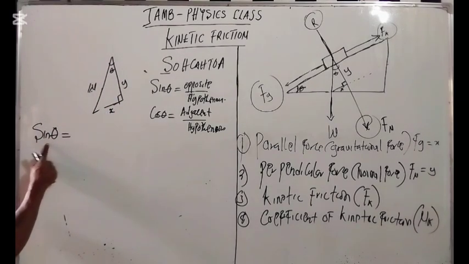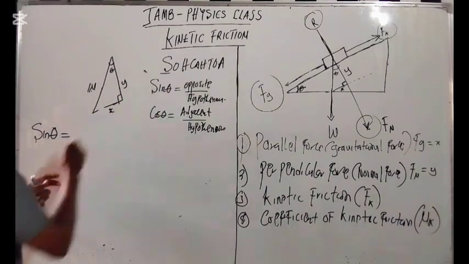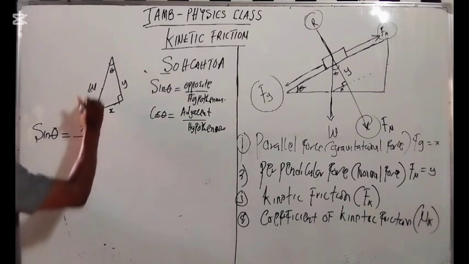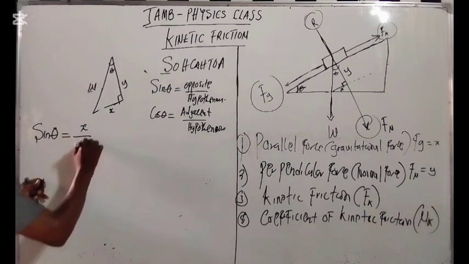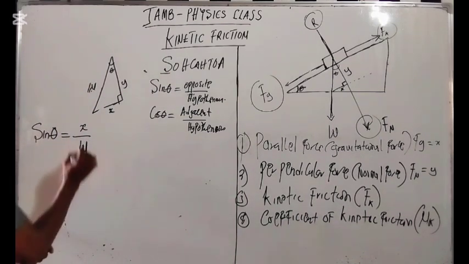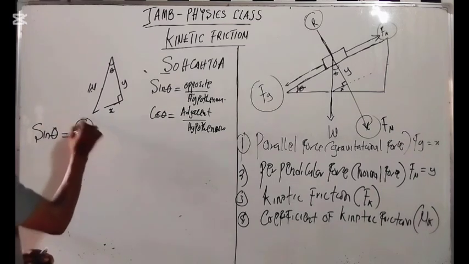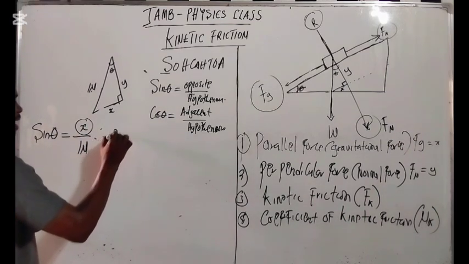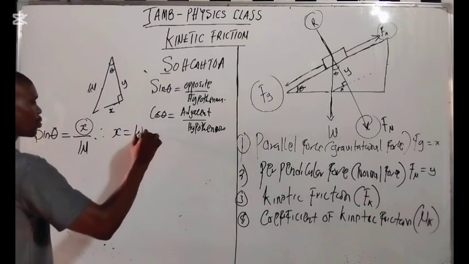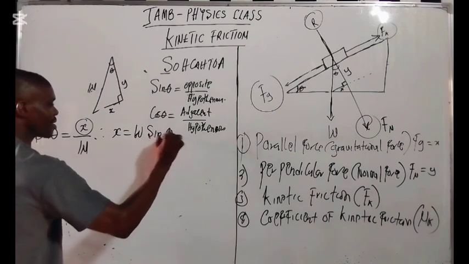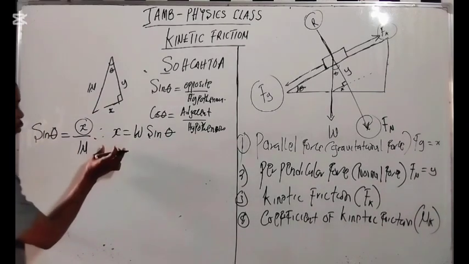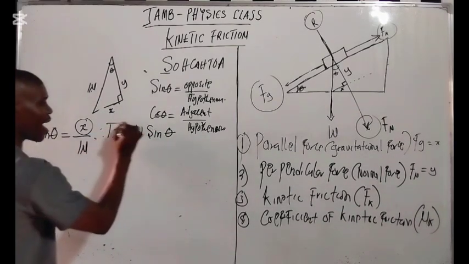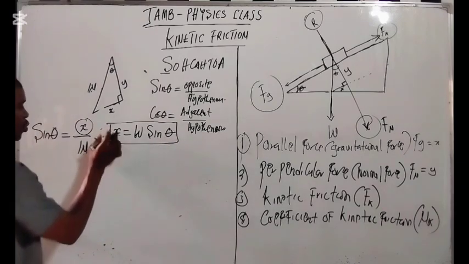So when we talk about sine theta, which we call opposite, my opposite is x over the adjacent, which is W, the weight. Now, if you make x the subject of the formula, therefore my x equals W sine theta. Do you see that? So here I have this component, and here I have this one.